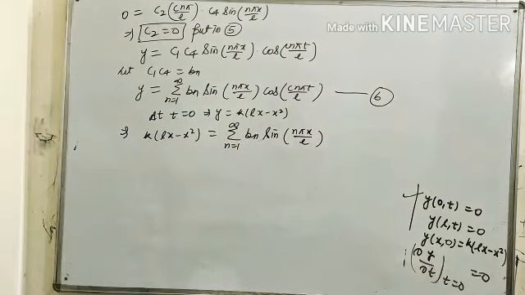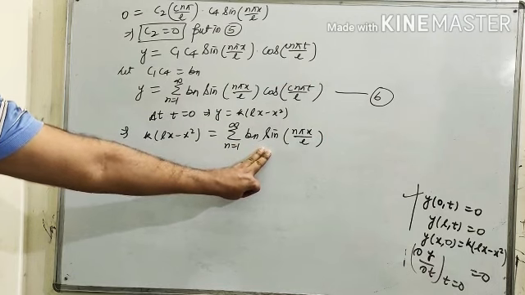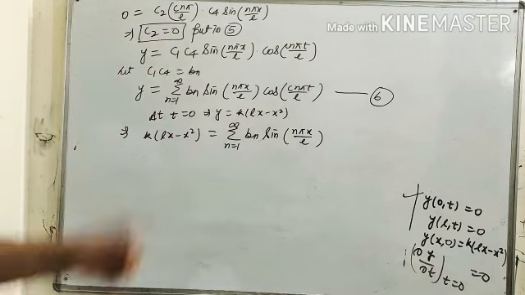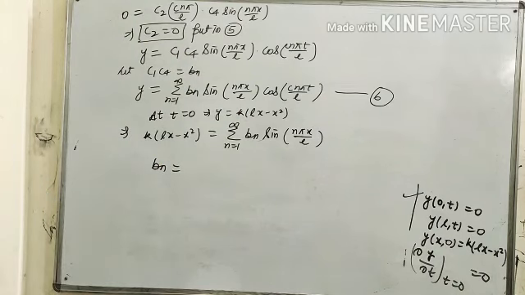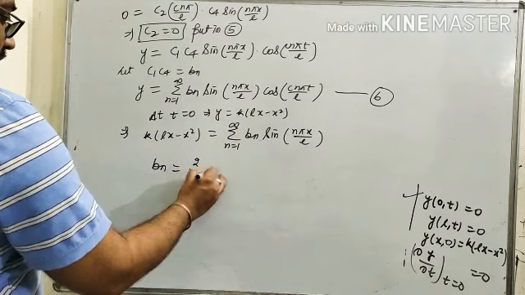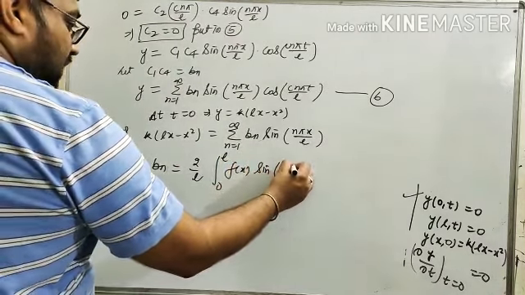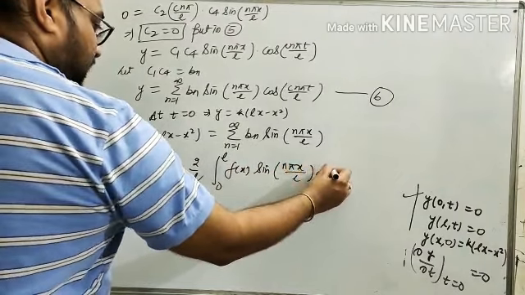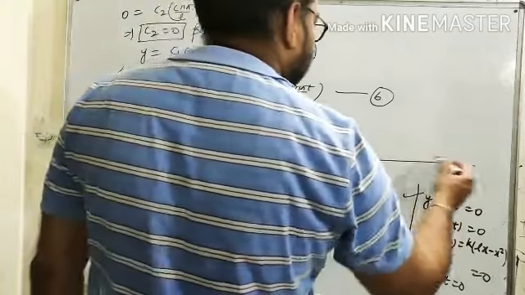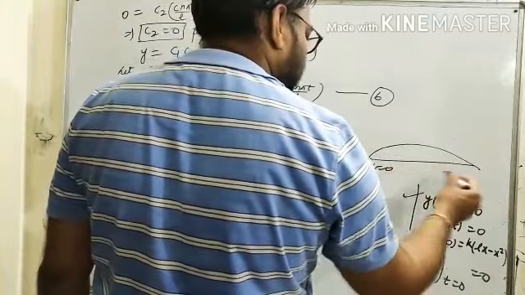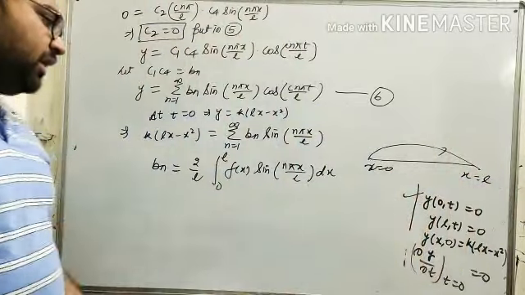Now from here, it is clearly a Fourier sine series. So we can find the value of Bn by the Fourier sine formula. What will be the value of Bn? Bn equals 2 upon L integral 0 to L f(x) sin n pi x upon L dx. Where does the limit come from? Since the string is stretched from x equals 0 to x equals L, the complete limit is x equals 0 to L.